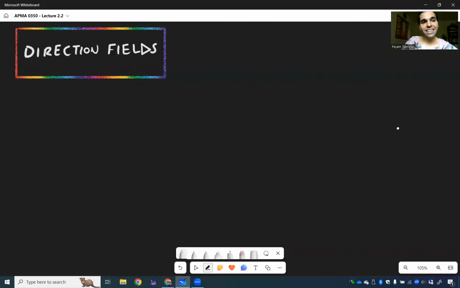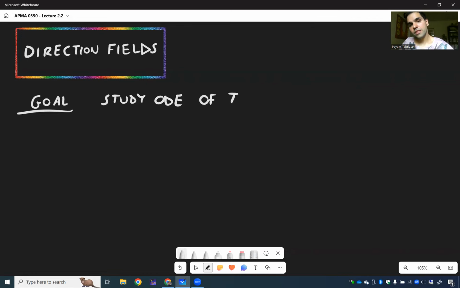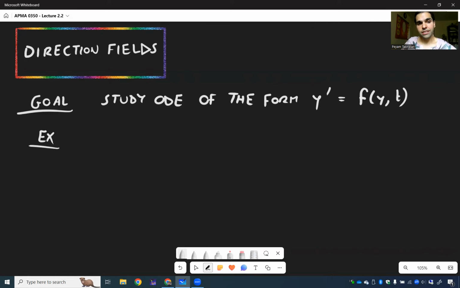Okay, so the goal in the next section is to study ODEs of the following form, namely first order ones, ODE of the form y prime equals any function of y and t. So it doesn't have to be linear necessarily, because for instance, y prime equals t y squared plus t cubed is of this form as well.